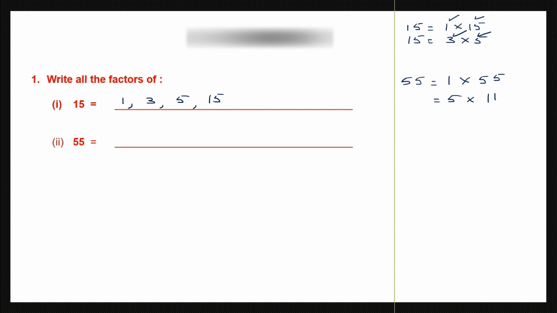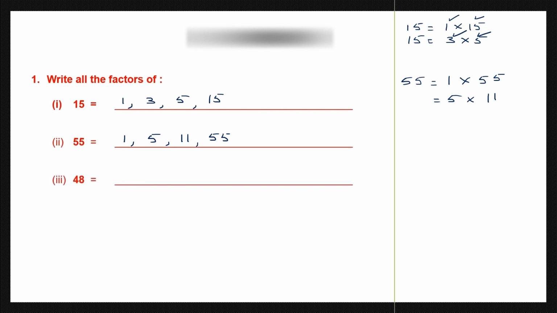So the factors of 55 are 1. In order, let's write 5, 11 and 55. These are all the numbers that give us 55. So these are the factors of 55.